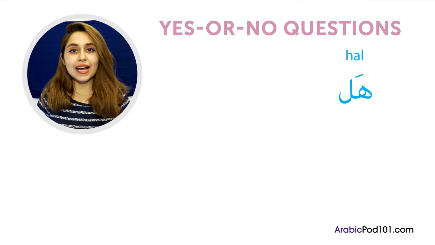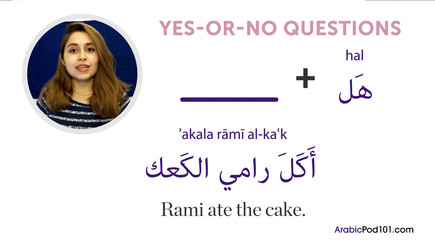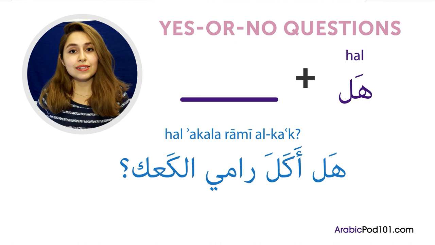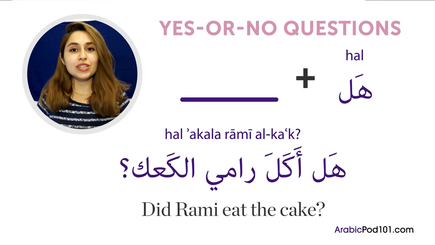This structure is very easy. You add the word هل before the sentence that you want to ask about. That's it. For example, أكل رامي الكعك. Rami ate the cake. If we want to ask whether Rami ate the cake, what do you think we'll say? You're absolutely right. هل أكل رامي الكعك؟ Did Rami eat the cake? Pretty simple, right? Especially in comparison with English, where you have a different structure for questions.